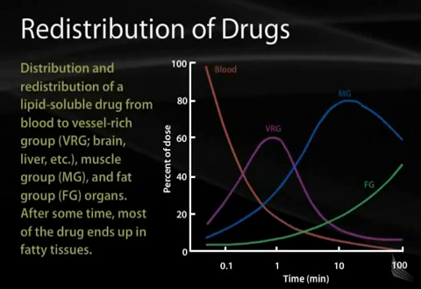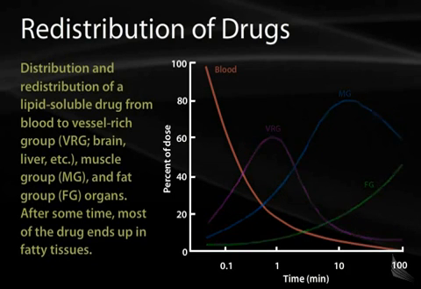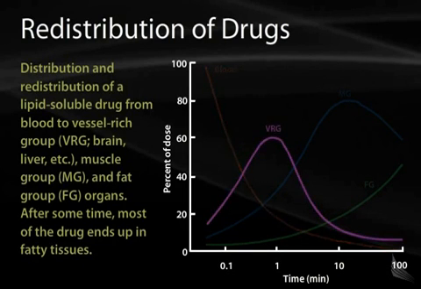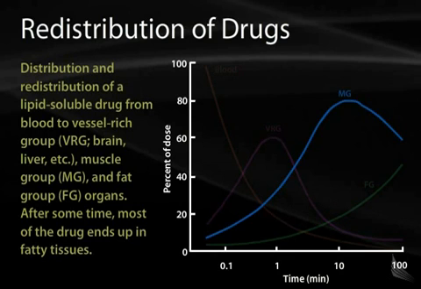This is a diagram showing concentration of the drug or percentage of the dose of the drug over time. You can see that in the beginning, the medication, if it's an intravenous anesthetic, will be mostly in the bloodstream, and that will diminish over time. The next compartment to receive the drug over time is the vessel-rich group, like we were talking about, the brain and liver. The next compartment to receive the drug is the muscle group, and then after that, the fat-rich group will take over for the medication.